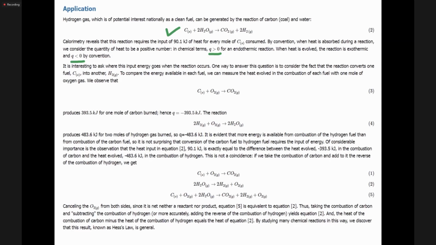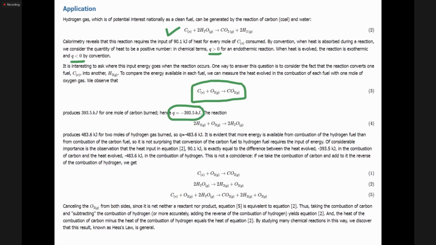Now, to compare the energy available in each fuel, we can measure the heat evolved in the combustion of each fuel with 1 mole of dioxygen gas. So we have this fuel reaction, C plus O2 to CO2, where carbon is burnt in oxygen to produce CO2, which releases 393.5 kilojoule for 1 mole of carbon burnt. Here Q, since the energy is released, will be negative, and that's why the value is minus 393.5 kilojoule.